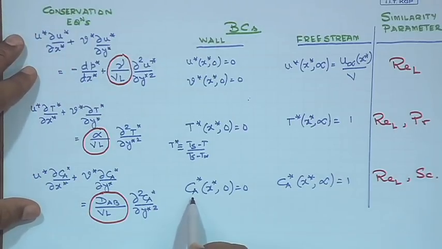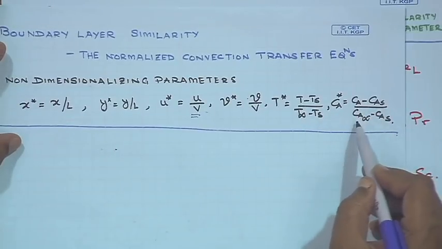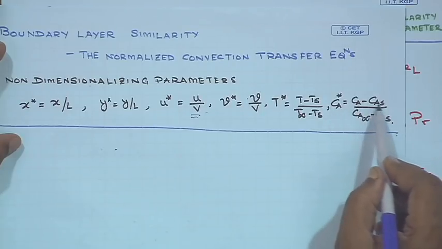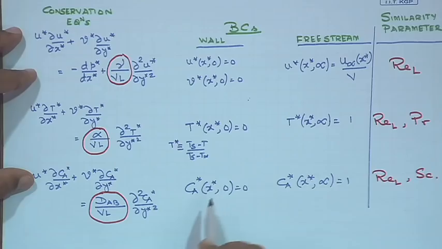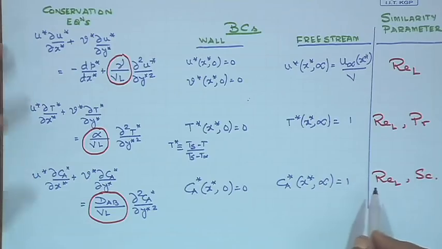Similarly, when we have the CA star, that is the dimensionless concentration, this is the definition of CA star which we have used as CA minus CAs by CA infinity minus CAs. So on the surface of the solid, CA would simply be equal to CAs, and therefore CA star at x star 0 is 0, and CA star at x star infinite, that is at a point far from the solid plate, its value is going to be equal to 1. So these are the three equations, the corresponding boundary conditions and the values of the expressions for the similarity parameters that appear when you non-dimensionalize the system.